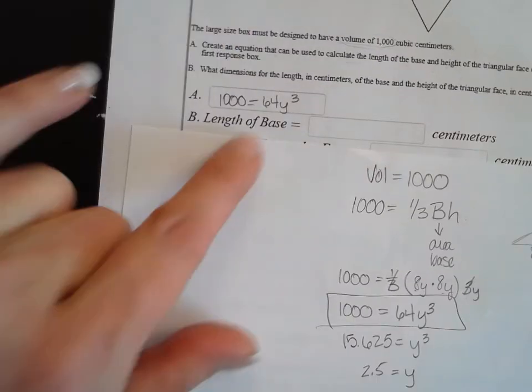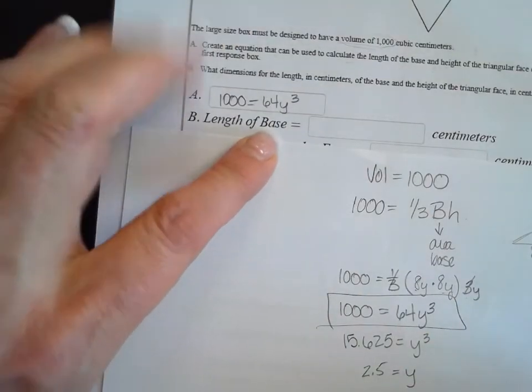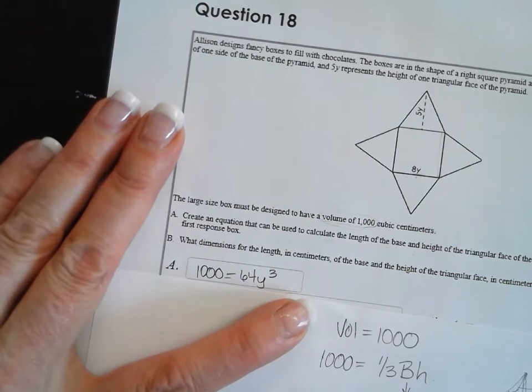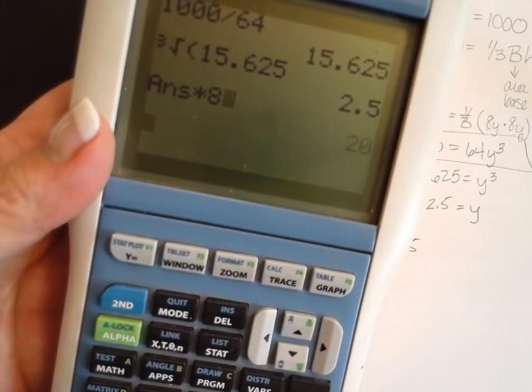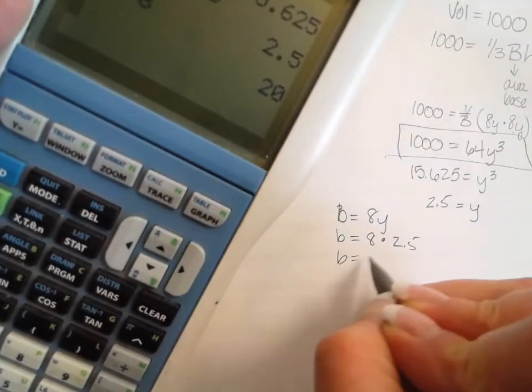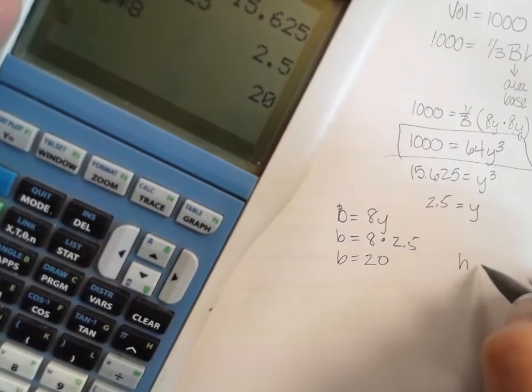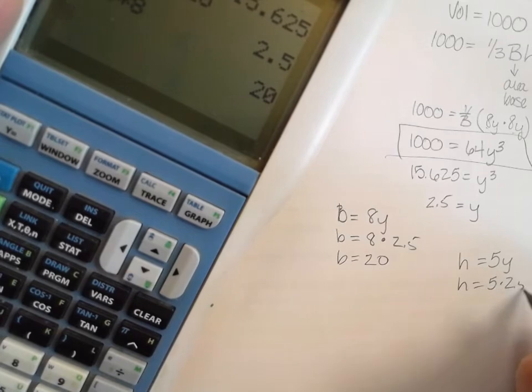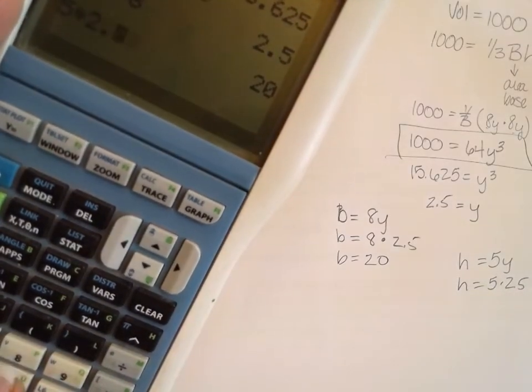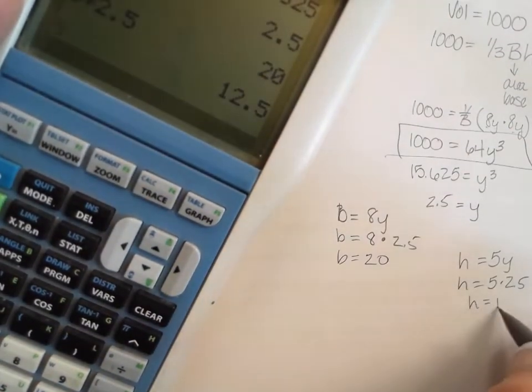But the question's asking for my base. And since the base is 8y, that means I have 8 times 2.5. Whoops, it'll help if I did it where you could see it. So times 8. So my base is 20. And then my height was 5y. So 5 times 2.5. And my height is 12.5.